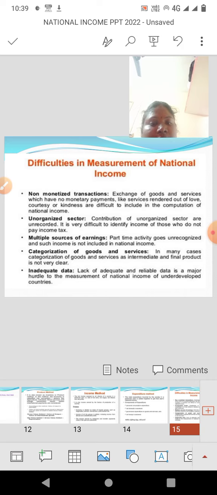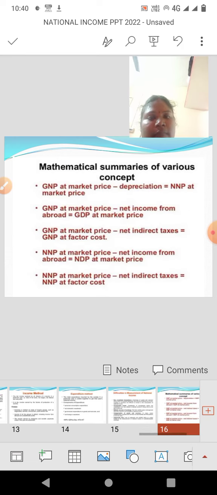Another one is categorization of goods and services. In some cases, categorization of goods and services as intermediate and final product is not very clear. So we could not categorize the goods and services. Last one is inadequate data. Lack of adequate and reliable data is a major hurdle to the measurement of national income of undeveloped countries.